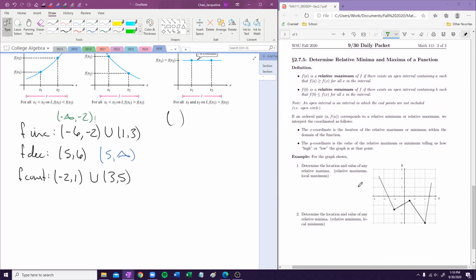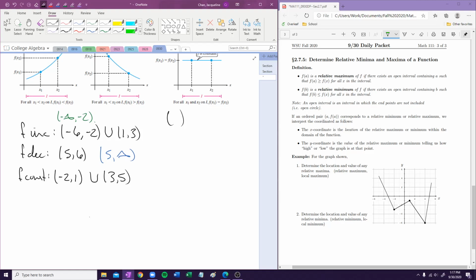So now, let's talk about the final subsection of this section. All right, the last topic we'll be talking about before our next test. Okay, it is determining relative minima and maxima of a function. So let's start with a definition.